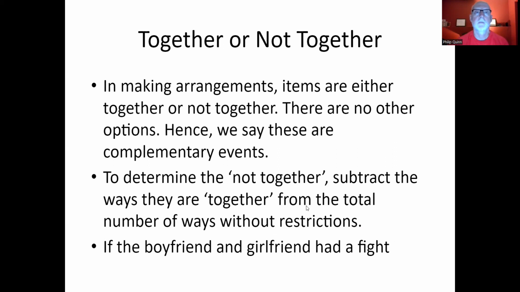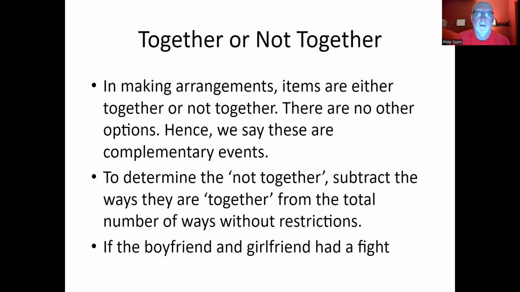Together or not together. Now, in making arrangements, items are either going to be together or not together. There are no other options. If you stop and think about that, no other options. Hence, we say that these are complementary events. The together plus the not together is everything. Everything that we've got. So to determine the not together, my suggestion would be to go this way. We're going to subtract the ways that are together. It's reasonably straightforward to find the ways together. So we're going to subtract the ways they're together from the total number of ways without restrictions.